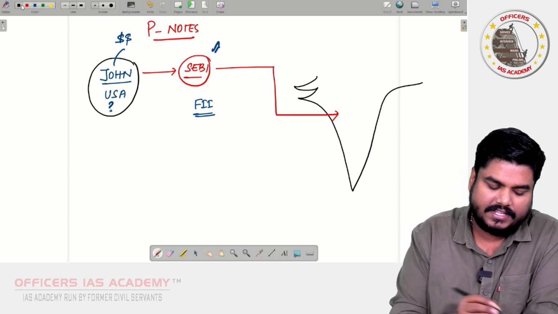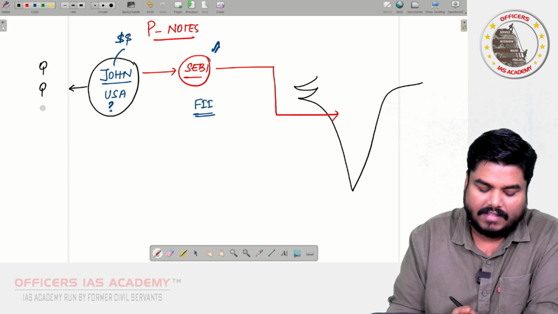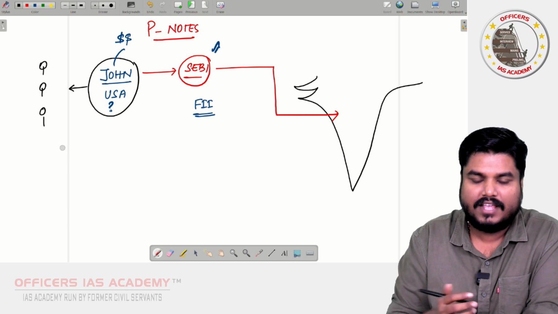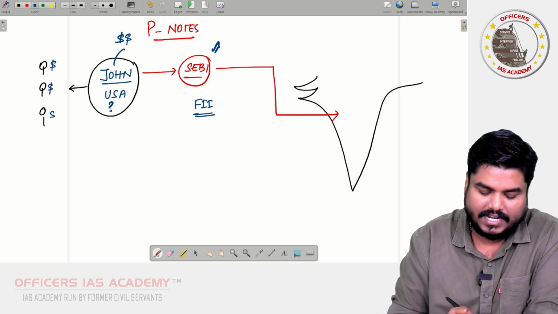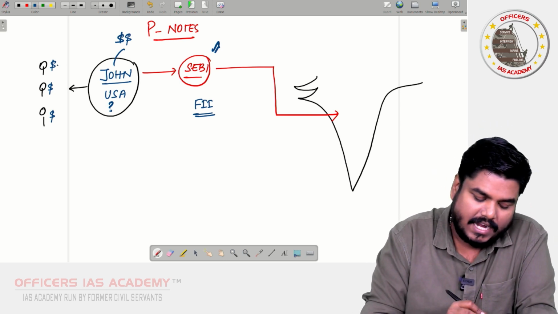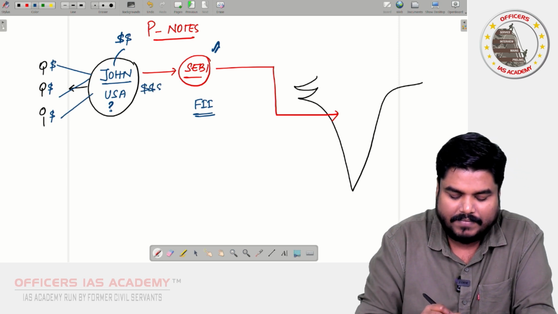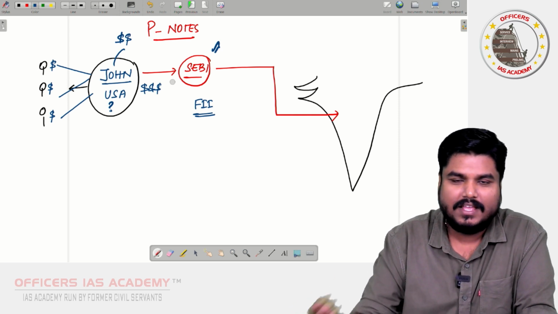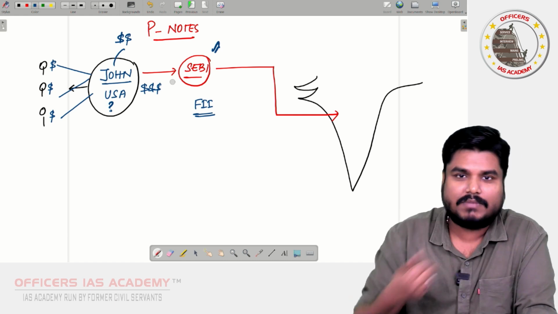In the second case, now what does John do? He is collecting money from other residents of America. In America, there are other residents. Other residents, they are giving their money. So John is collecting money from other residents, and that money John is collecting and he is investing that money in India. In the previous case, John was investing his own money, but now John is investing others' money.